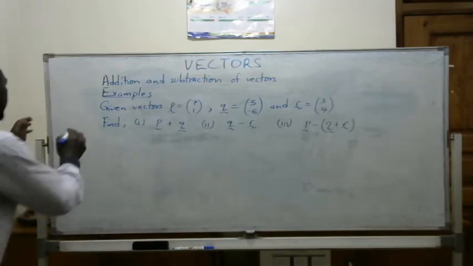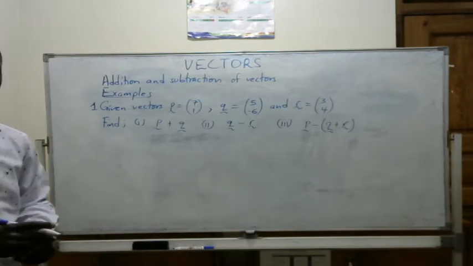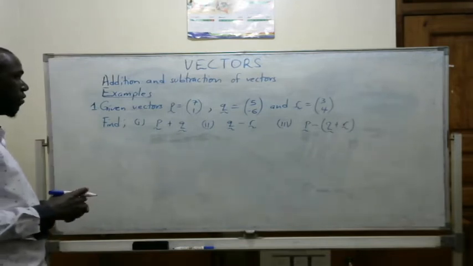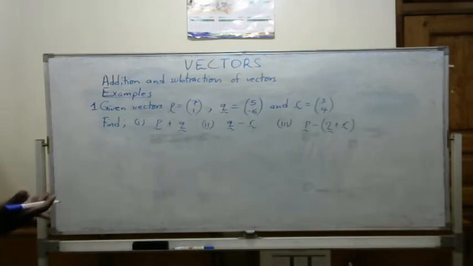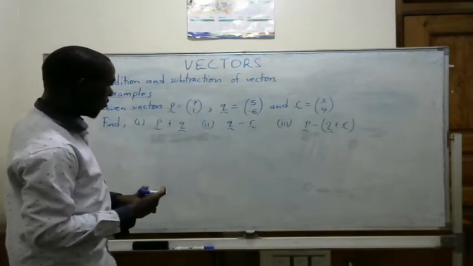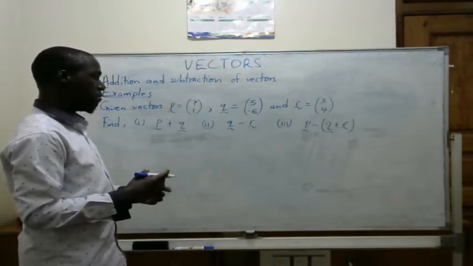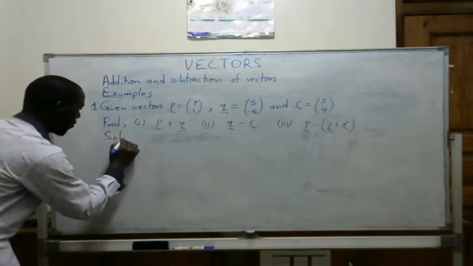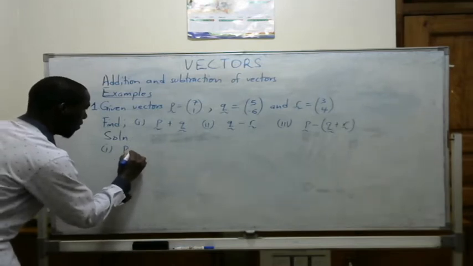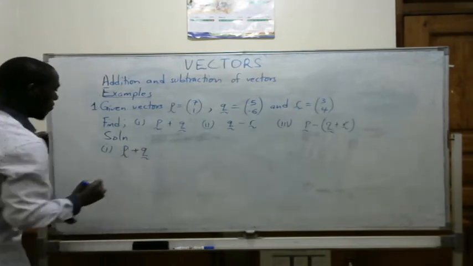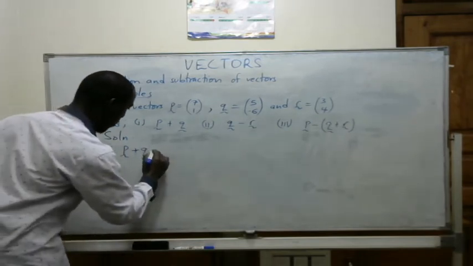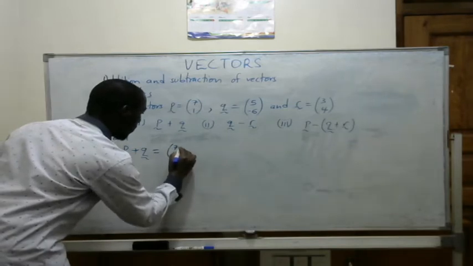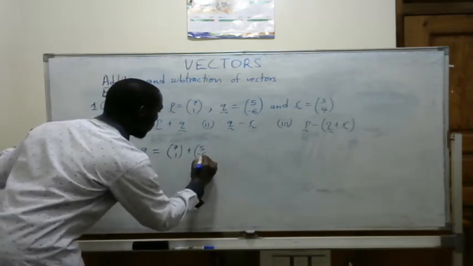So my example 1, given vectors P, which is 7, 1, Q, 5, negative 6, and R as 3, 4, find Roman 1, P plus Q, then Roman 2, Q minus R, then Roman 3, P minus, in brackets, Q plus R. So my solution, Roman 1, P plus Q. What I'm going to do first is to substitute the vectors P and Q. So this is 7, 1, then plus 5, negative 6.